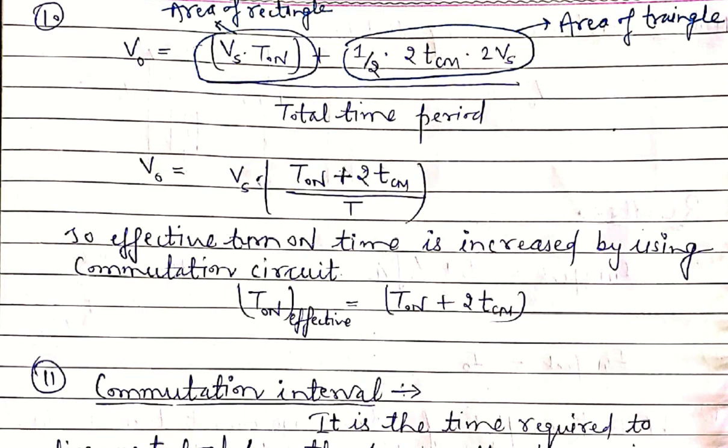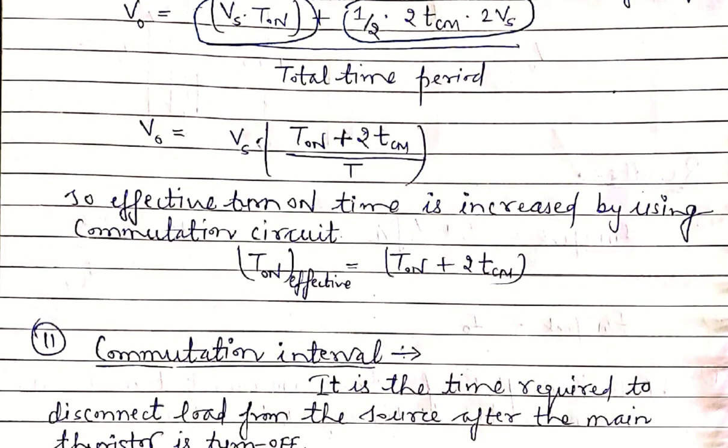So what is the T on? In this voltage commutation technique, the effective turn on time will be increased by what amount? 2 TCM amount, which is the time 2 TCM. So T on effective will be T on plus 2 TCM. This amount is the effective turn on time.